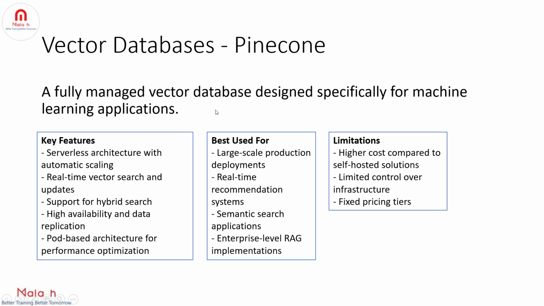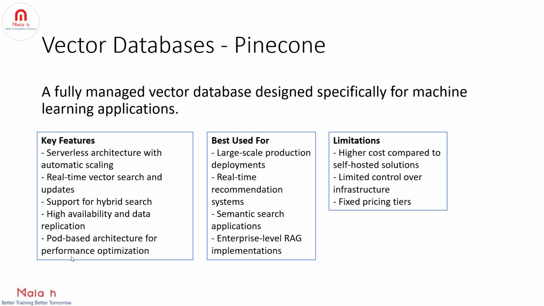Pinecone is a fully managed vector database designed specifically for machine learning applications. Here I have listed the key features, best used for, and the limitations. The key features are a serverless architecture with automatic scaling, real-time vector search and updates, support for hybrid search, high availability and data replication, and a pod-based architecture for performance optimization. You know pod, it is a set of one or more containers that share a common network and storage space.